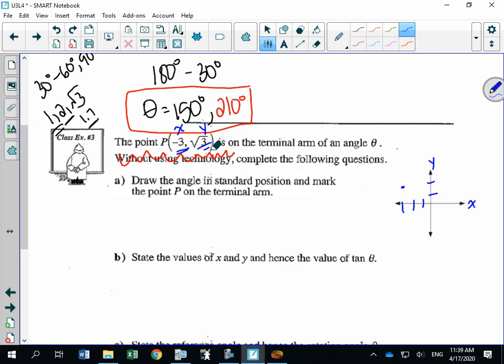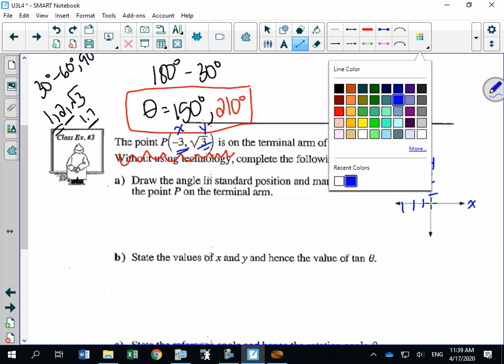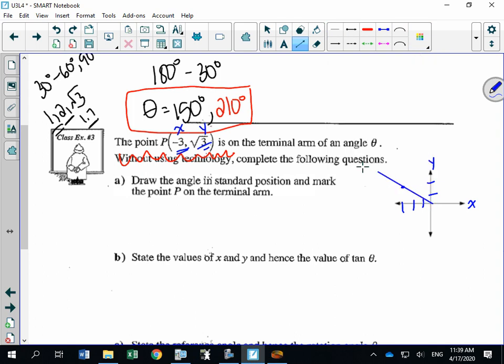So let's draw our terminal arm. Remember, use a ruler. The point that they give you always lies on the terminal arm of the rotational angle. So this is my rotational angle. This is point P, and they are saying that the x coordinate is negative 3 and the y coordinate is root 3. So let's write that, x and y. Let's draw our triangle. We always draw our triangle, and we're probably going to have to figure out what our reference angle is. So let's label x and y on here.